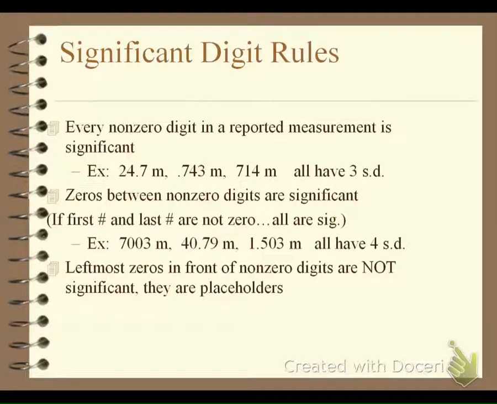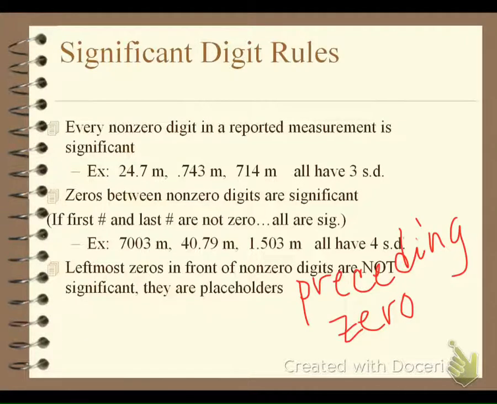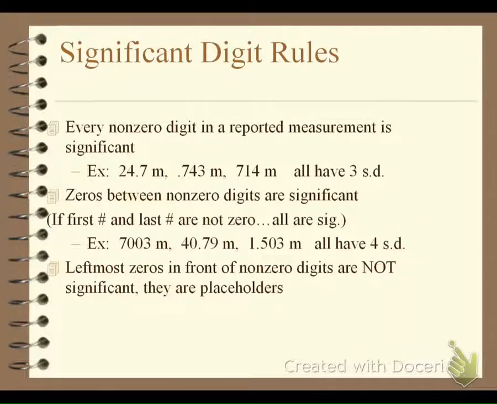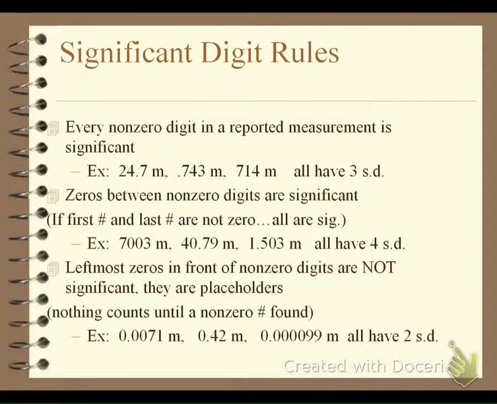What about zeros in front of non-zero numbers? In other words, preceding zeros. In that case, nothing counts until a non-zero number is found. Each of the examples shown here have 2 significant digits.